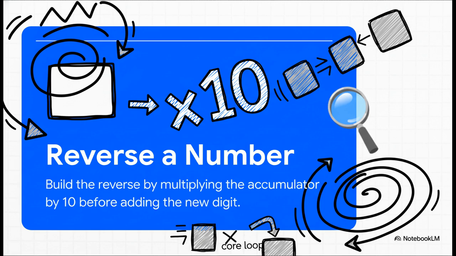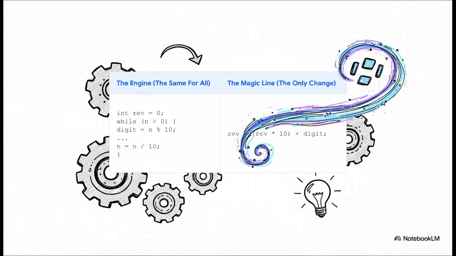Every time you get a new digit, you have to shift the digits you already have one place to the left to make room. And how do we do that in math? We just multiply our result by 10 before we add the new digit. And would you look at that? The engine on the left is exactly the same, but our magic line is changed to rev equals rev times 10 plus digit. This simple little change completely transforms the output. You just went from adding digits up to building a totally reverse number, all with one tiny modification. That's the power of this.